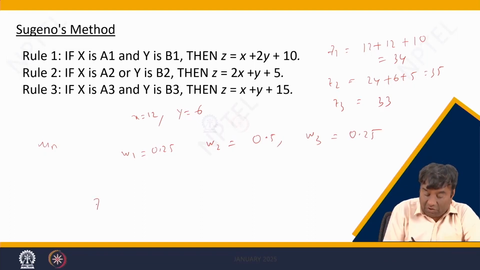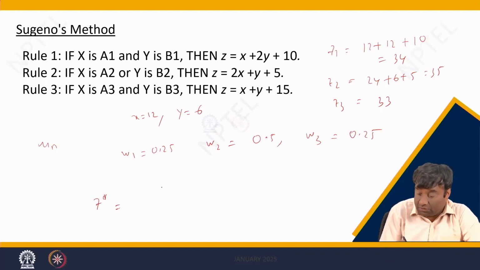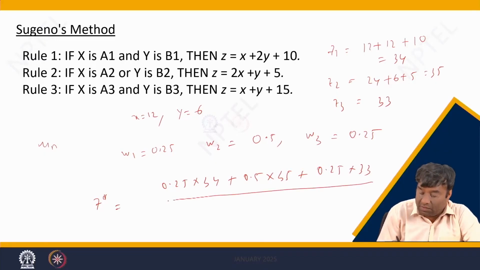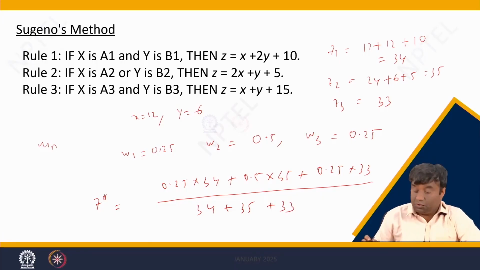So here the value of Z star is 0.25 into 34 plus 0.5 into 35 plus 0.25 into 33, by 34 plus 35 plus 33. So here we will get the output Z star.